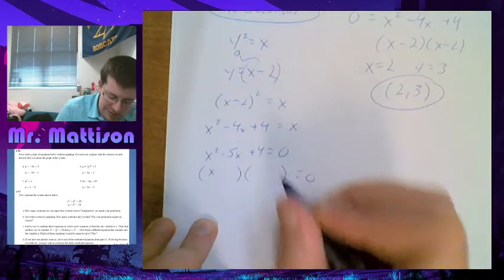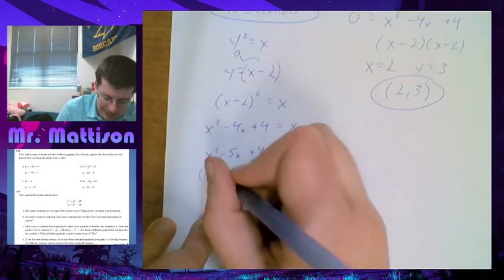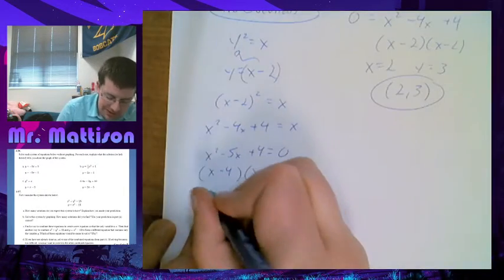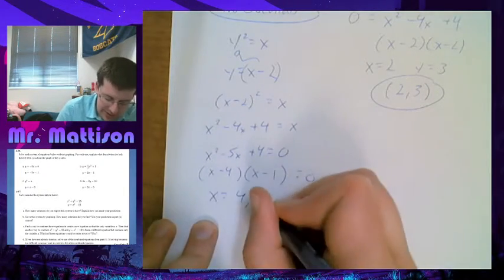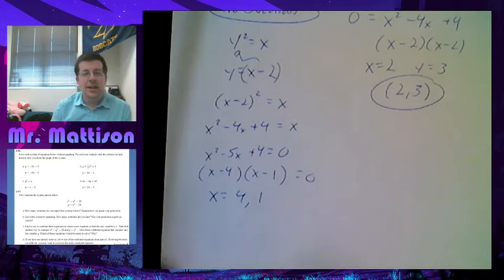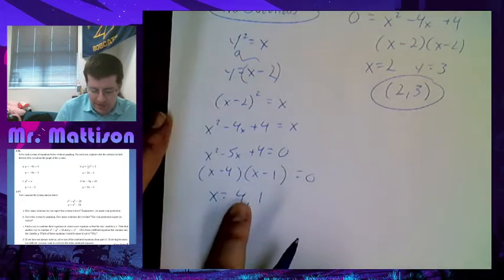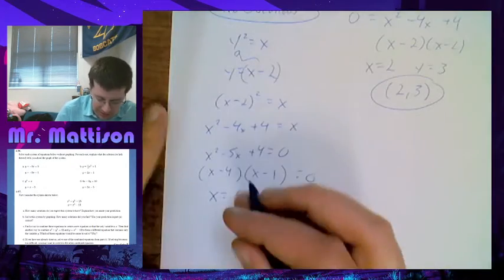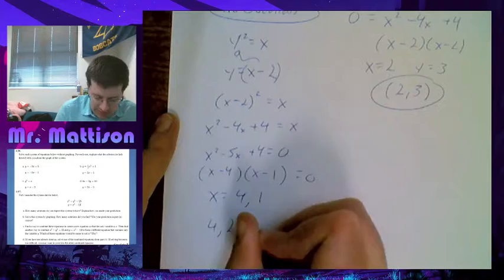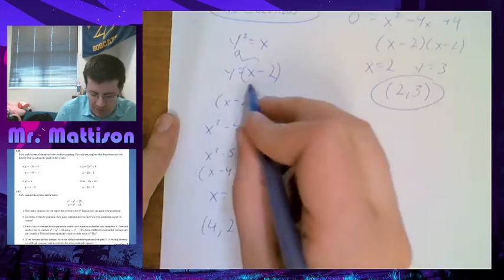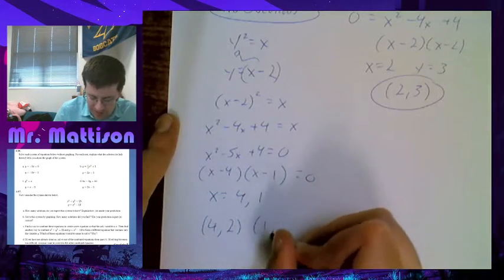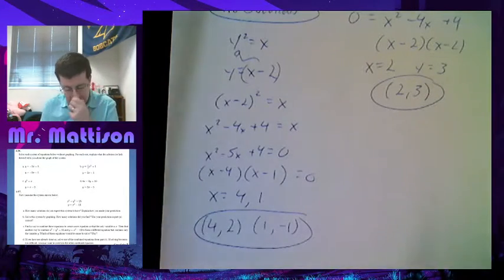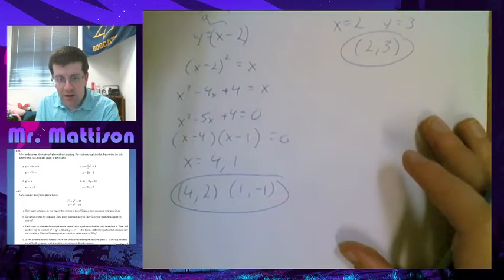I need what multiplies to 4 and adds to negative 5. That's going to be negative 4 and negative 1. So then my answers are positive 4 and positive 1 for my x's. Now to find the y's which correspond, take this, plug it in. I get 4 minus 2 is 2, so that's going to be the point 4, 2 as an ordered pair. Plug in 1. 1 minus 2 is going to be negative 1, so that's 1, negative 1 as my other ordered pair. And there we go, both of my solutions.